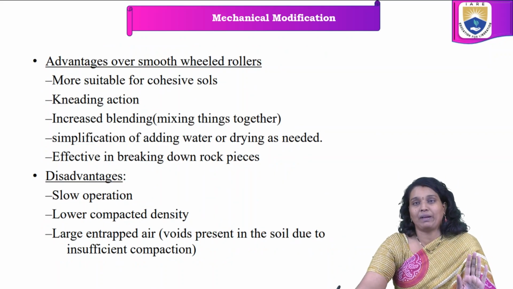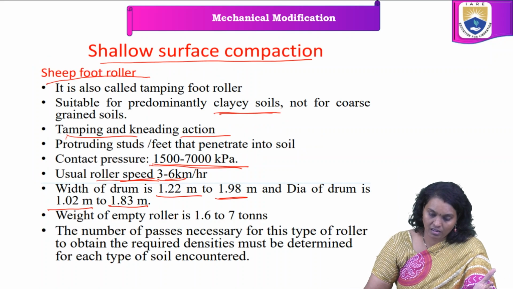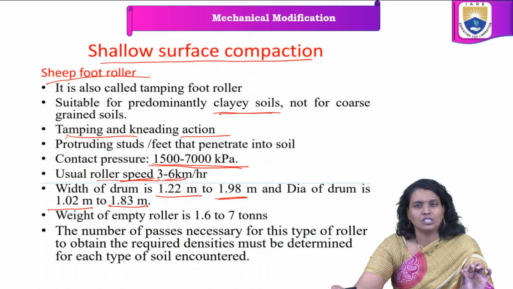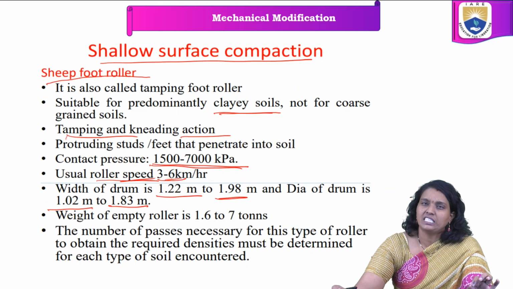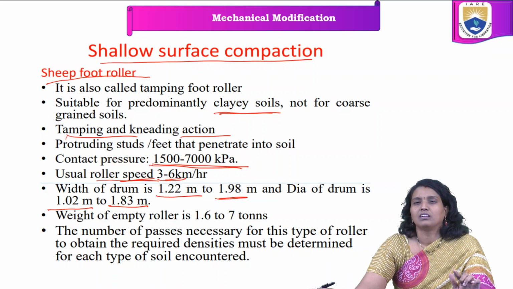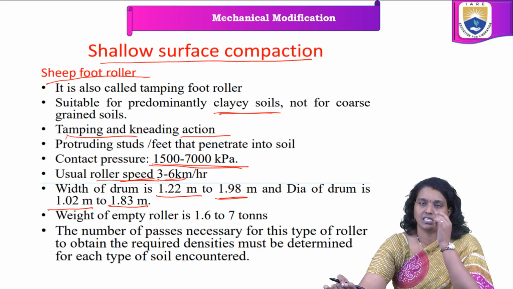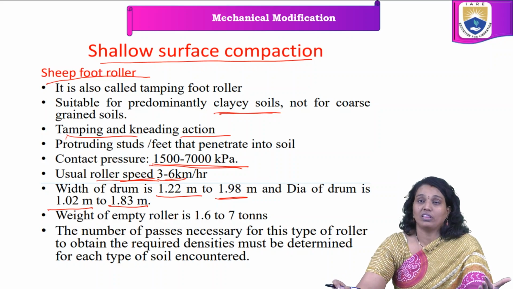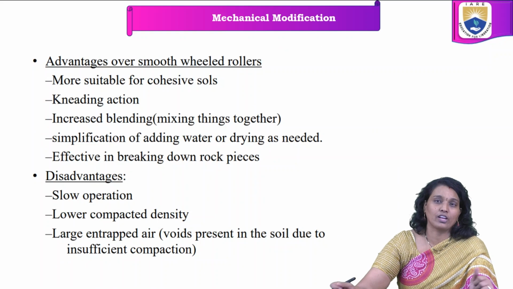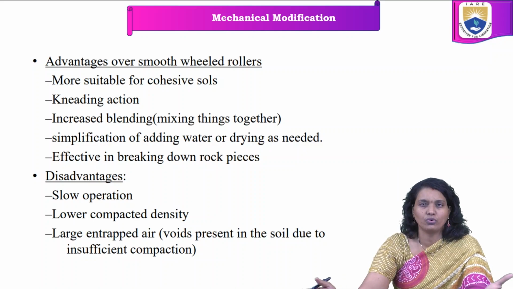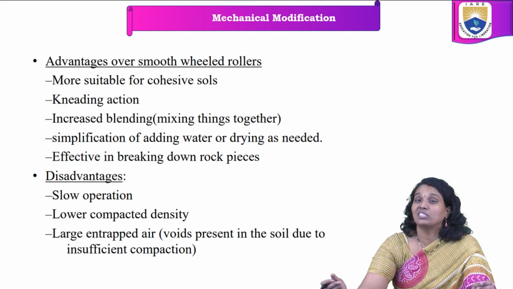So it depends. We do not simply say the pressure is this much or the speed of the sheep foot roller is between 3 and 6. There is no exact specification, but it is determined based on the type of soil we are going to encounter and compact using the sheep foot roller.